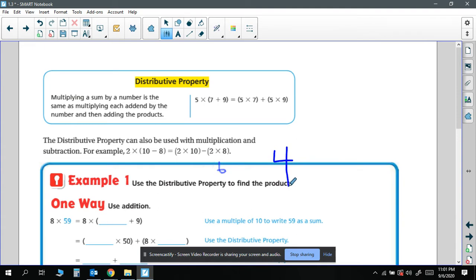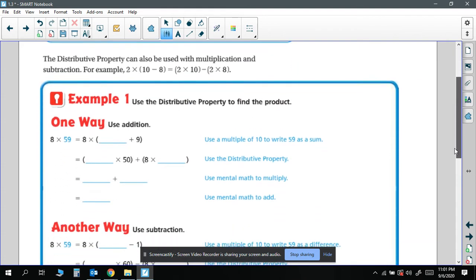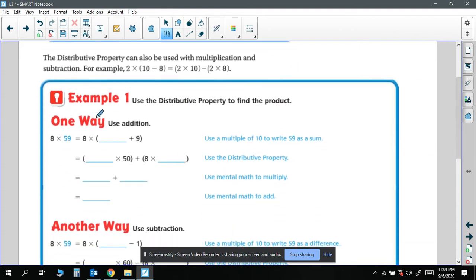Okay? So if we did it over here, you'd have to do what was in the parentheses first, which we didn't really get to that yet. These are numerical expressions here. So 10 minus 8 is 2, and then 2 times 2 is 4. So you get the same answer no matter which way you did. Let's check out this distributive property.